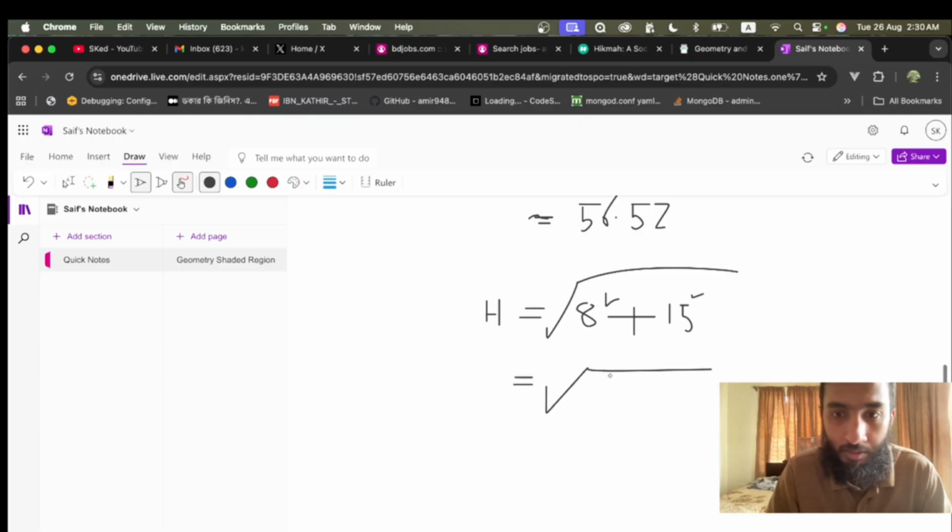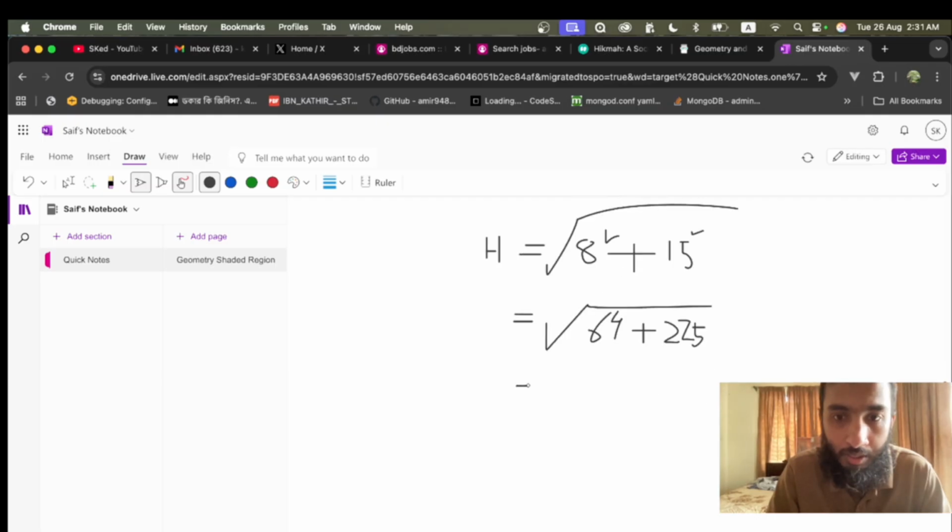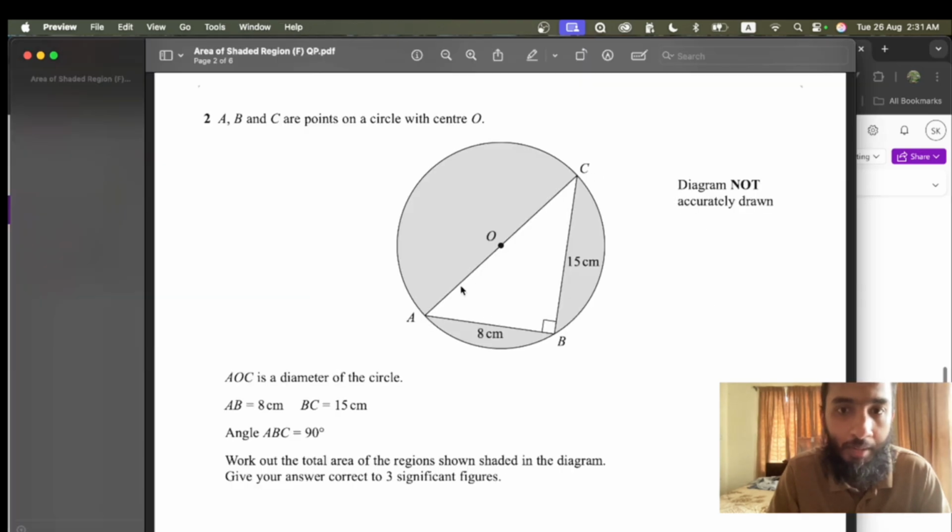This is 64. We use the formula of Pythagoras, so we get 64 plus 225, or this can also be written as root 289, which is 17. So we get the hypotenuse. The hypotenuse is 17. This is 17, or the diameter.